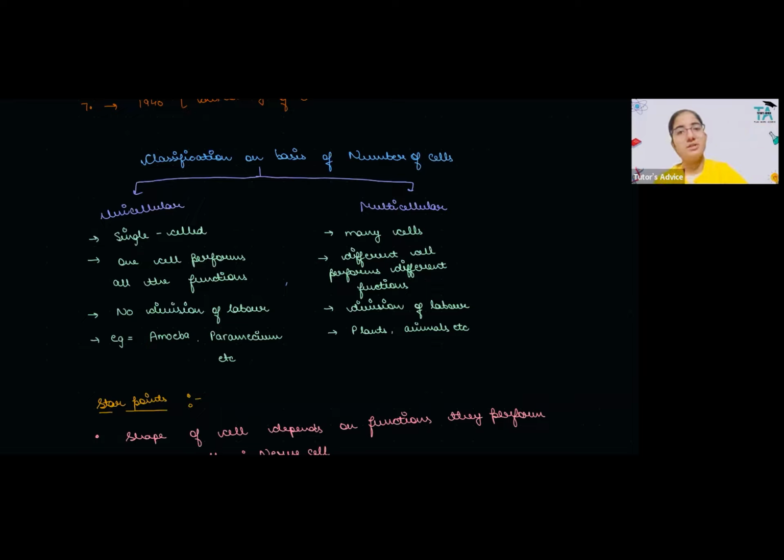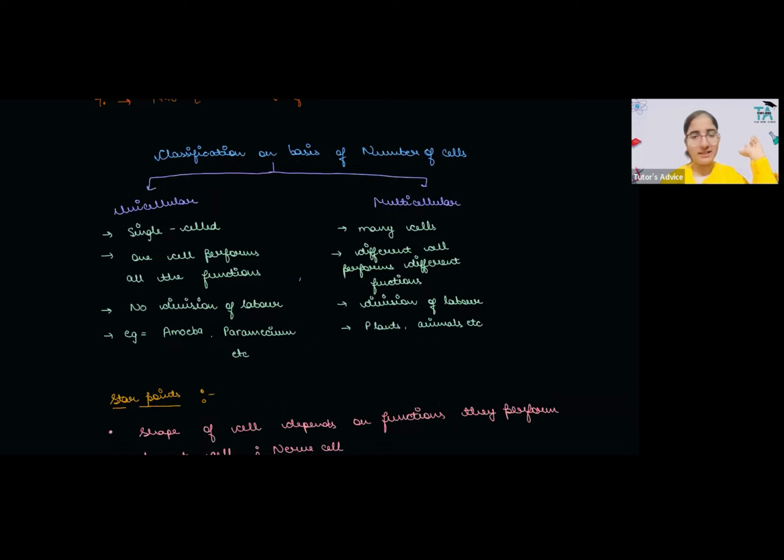So coming to the classification on basis of number of cells, how many types of organisms do we have? We have unicellular and then we have multicellular. What is the difference? Very basic, very simple thing. Unicellular, single celled. Multicellular, multiple cells. Unicellular, one cell performs all the function.